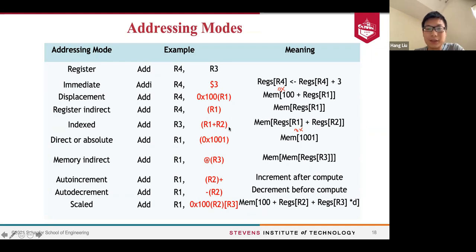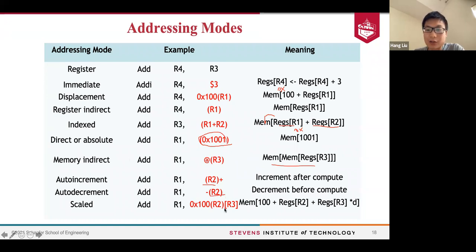Indexed means we use R1's value plus R2's value together as the address, and then go to memory to fetch the value and do the addition. Direct or absolute means we use the address of this specific absolute value, for example 0x111001. And then memory indirect means we use the register's value to access memory and use that memory's value again to access memory, right? And then auto increment means we increment after we do the calculation. This is like i++ or i-- here.